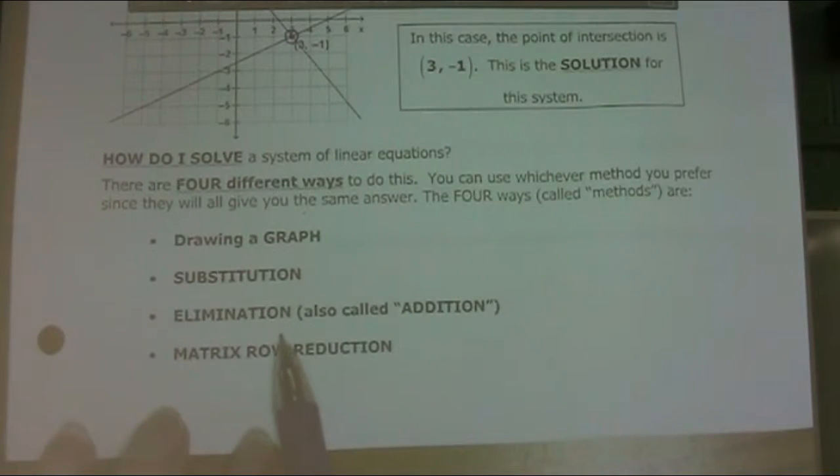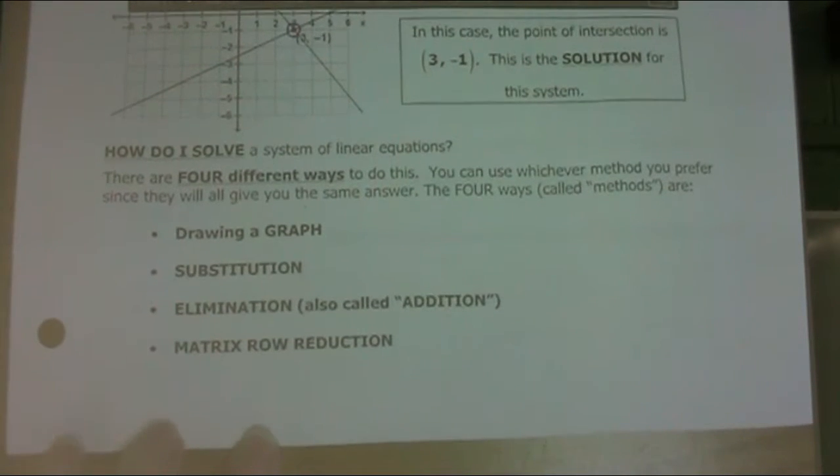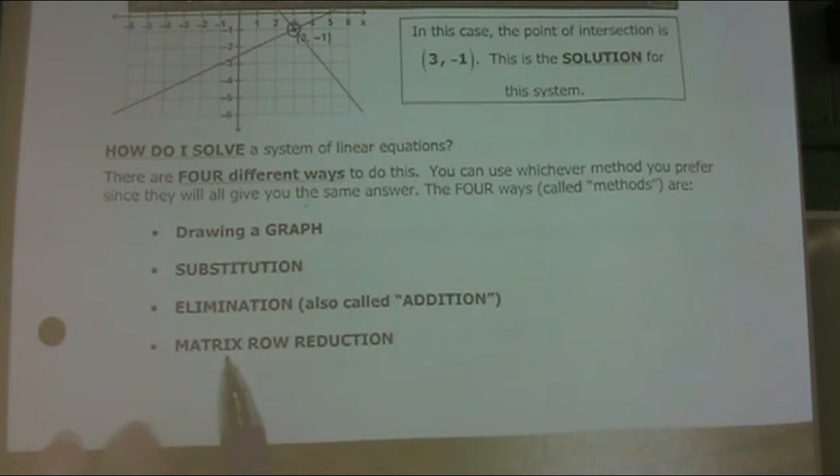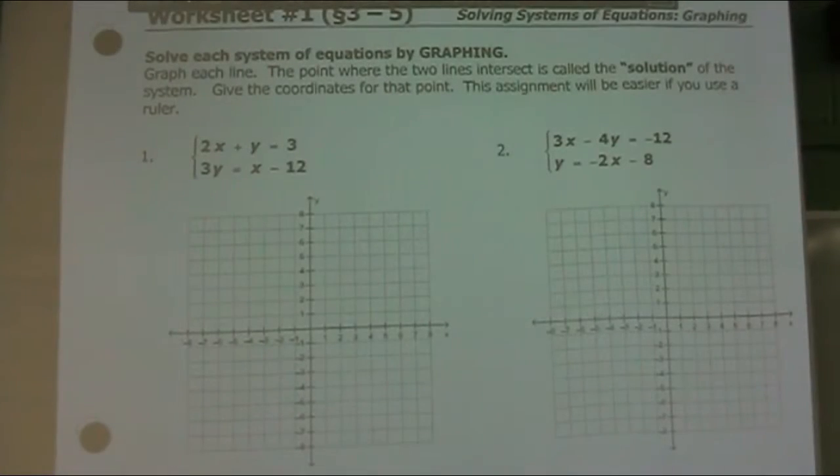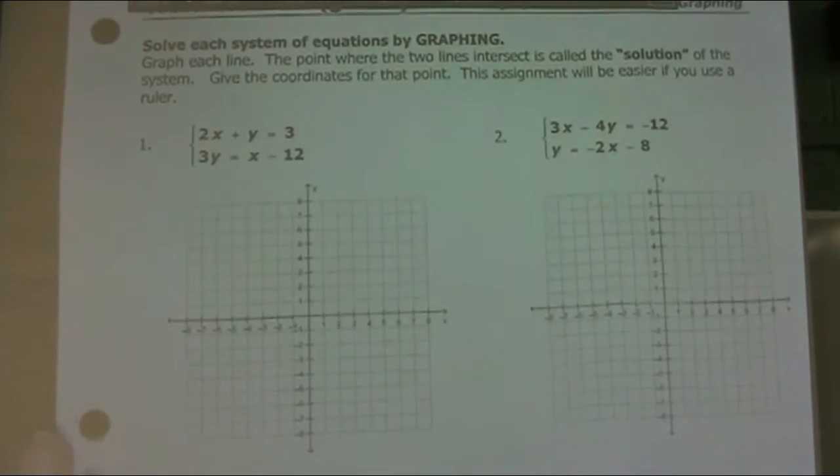You can use a process called elimination. Some books call it addition, same thing. We're going to do that tomorrow. And the last one we maybe will do later on this year is called matrix row reduction. So we're not going to cover that in this unit, but it is also another way to solve a system of linear equations. So we have for our homework tonight worksheet number 1. Let's get out worksheet number 1 and let's go through the first one together.